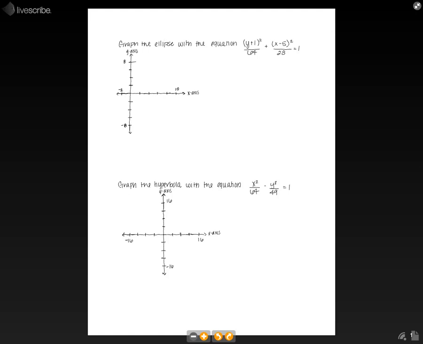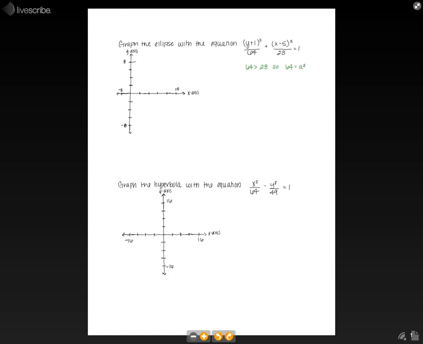In this pencast, we're going to be talking about graphing conic sections. So the first problem says, graph the ellipse with the equation (y plus 1) squared over 64 plus (x minus 5) squared over 28 equals 1. The first thing we know is that the larger denominator is going to represent a squared. Since 64 is greater than 28, we know that 64 is equal to a squared.